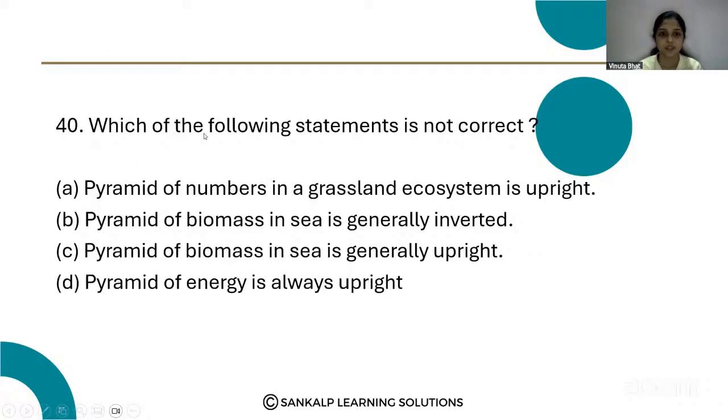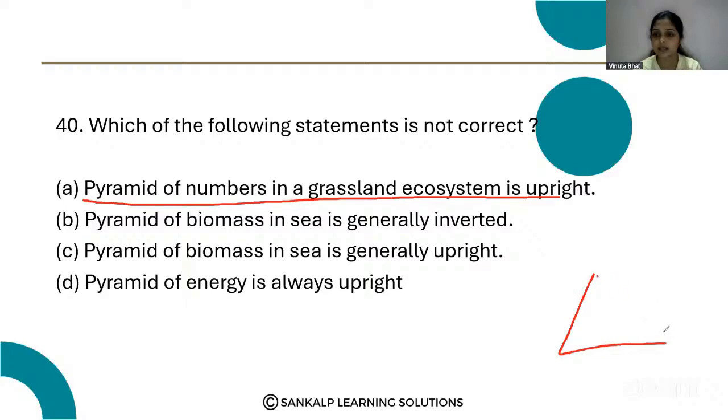Question number 40. Which of the following statements is not correct? Pyramid of numbers in a grassland ecosystem is upright. So in the pyramid of numbers, the grass number is high, then the primary consumers' number is lower, then the tertiary consumers' number is lower still. That is the correct statement.